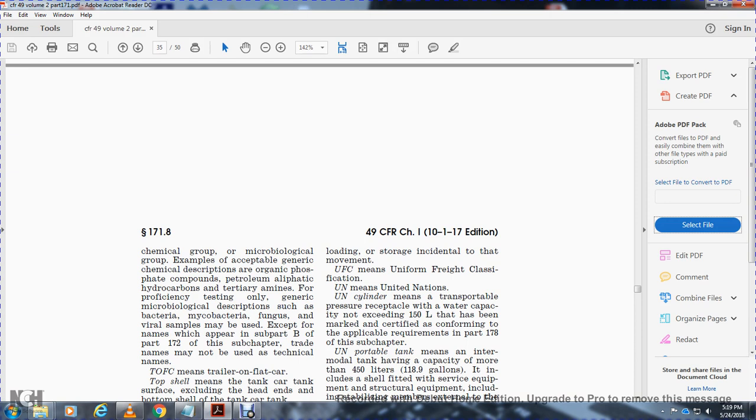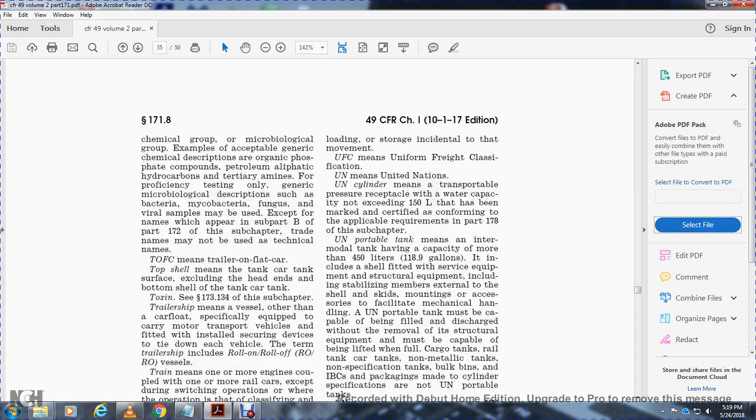Several of these names appear in subpart B of part 172 of the subchapter. Trade names may not be used as a technical name.